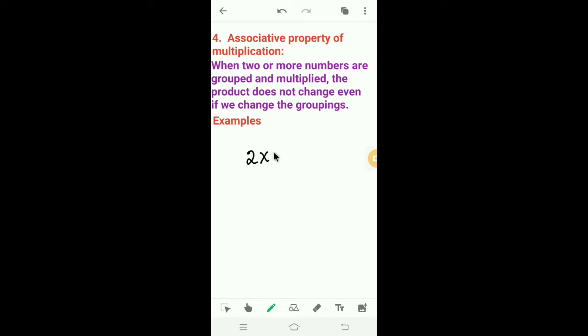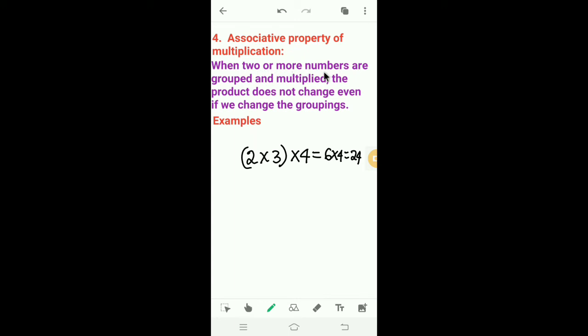2 into 3 is in one group, into 4. First, we should multiply 2 by 3. 2 into 3 how much? 2 into 3, 6. 6 into 4 is equal to 24.